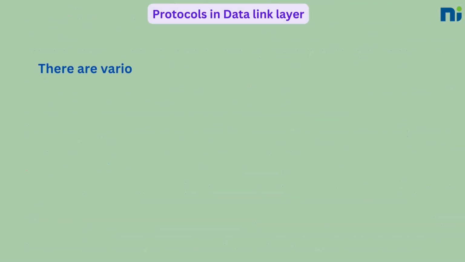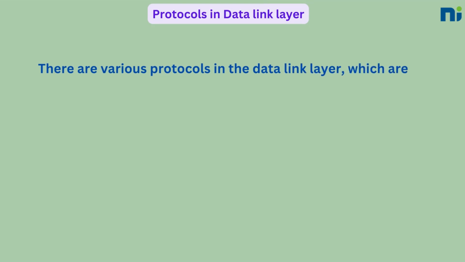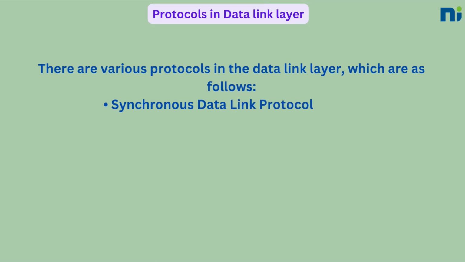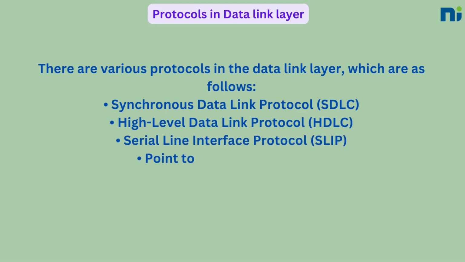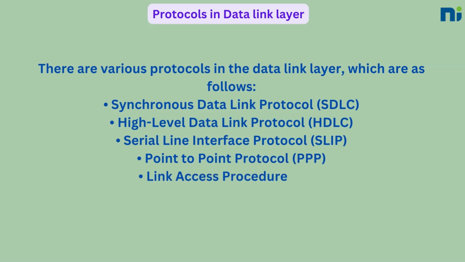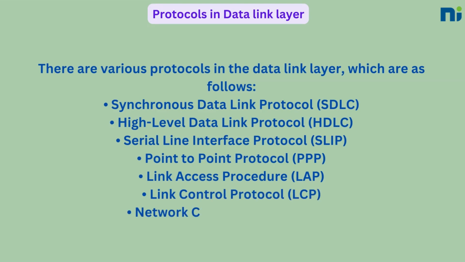Protocols in data link layer. There are various protocols in the data link layer, which are as follows. Synchronous Data Link Protocol, SDLC. High-Level Data Link Protocol, HDLC. Serial Line Interface Protocol, SLIP. Point-to-Point Protocol, PPP. Link Access Procedure, LAP. Link Control Protocol, LCP. Network Control Protocol, NCP.